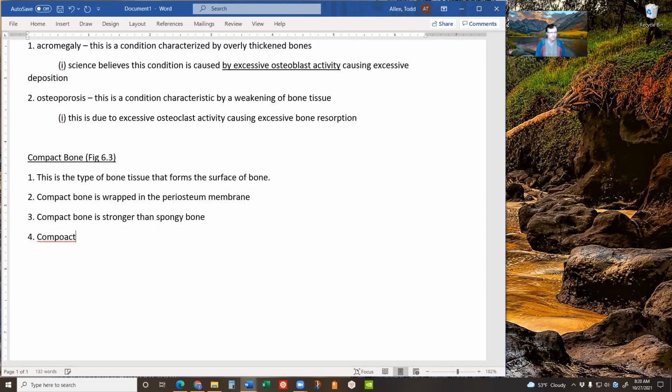Compact bone is made of repeating subunits called osteons. Take a look carefully at figure 6.3. In the middle of the picture, you see an osteon that's highlighted. Osteons are these cylindrical, tube-like structures that make up most of the fabric of the compact bone anatomy. Osteons are also known as Haversian systems.